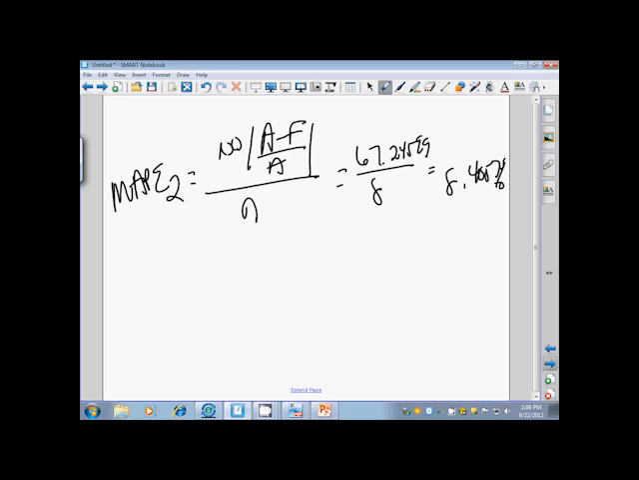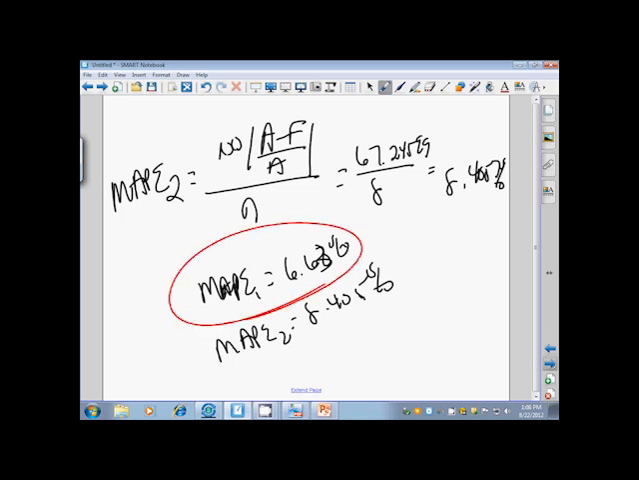So we want to discuss what's happening, who's doing better. MAPE 1 was 6.63%. The MAPE for forecasting method 2 was 8.405%. What's doing better? Percent of errors that we're looking at here. Actually, you have a lower percentage of errors in the first forecasting method.